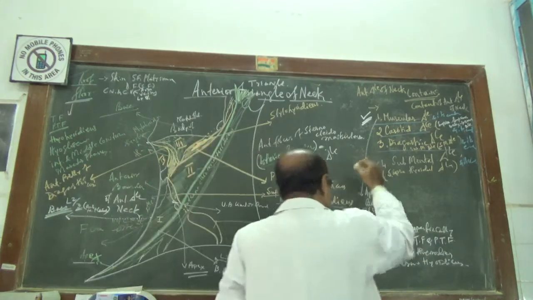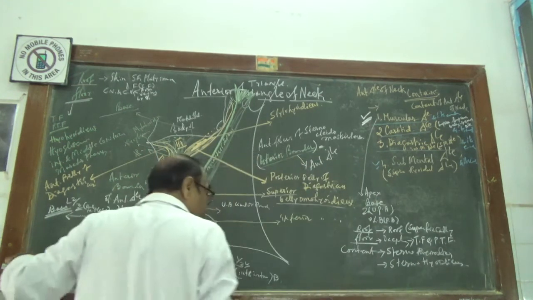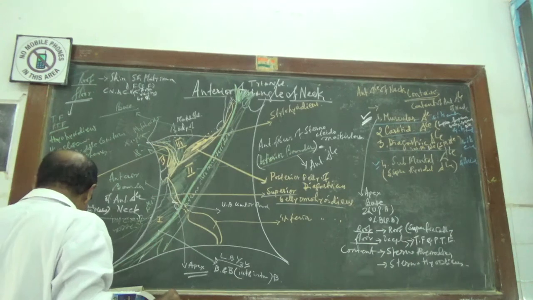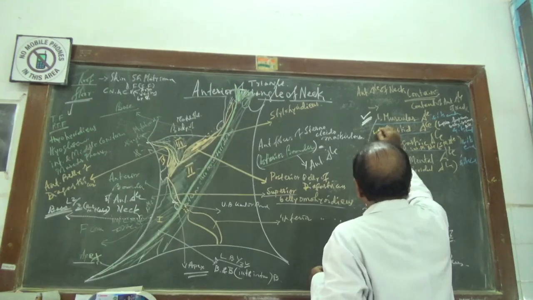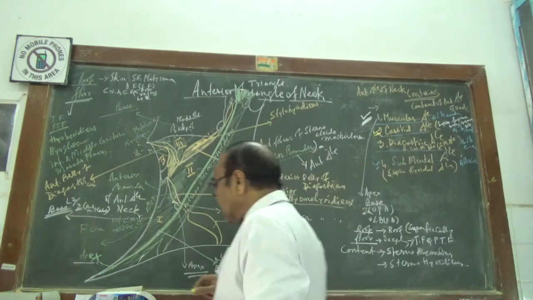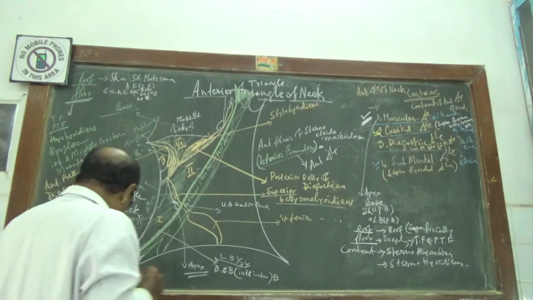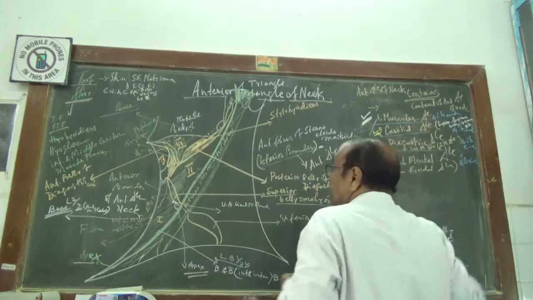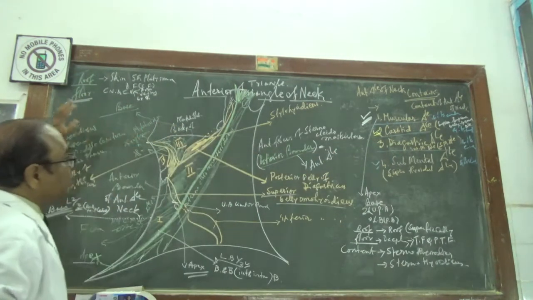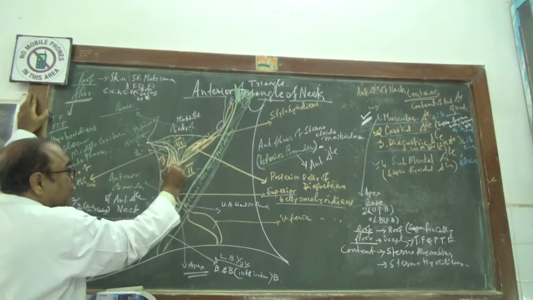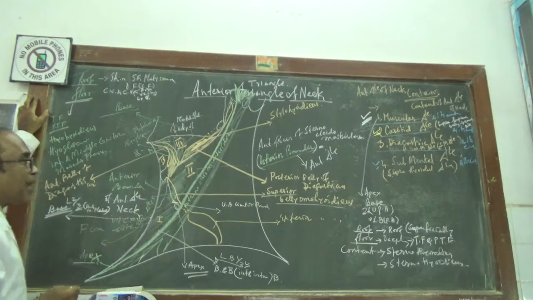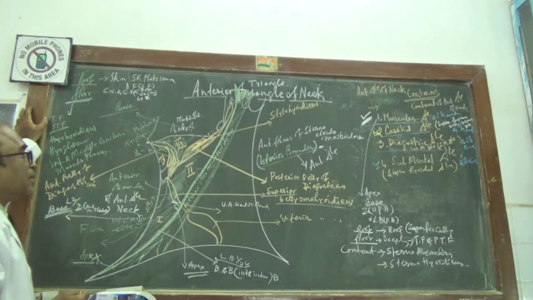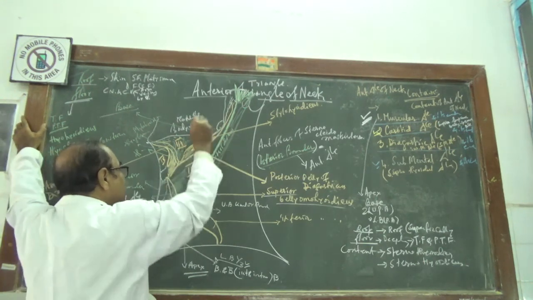Another triangle is the carotid triangle. Now when you come across the carotid triangle, it is a triangle present in the anterior triangle of the neck at the lateral aspect of the cervical region.